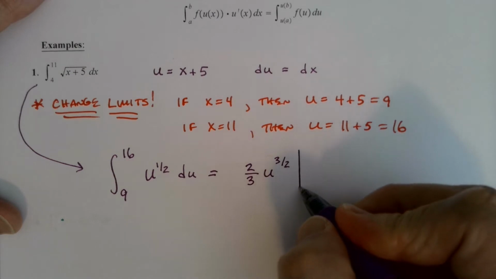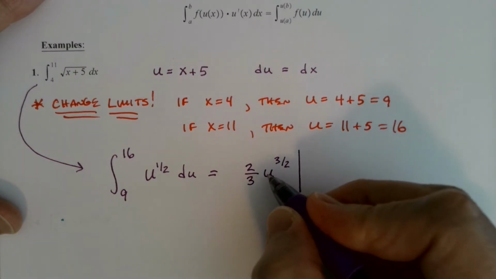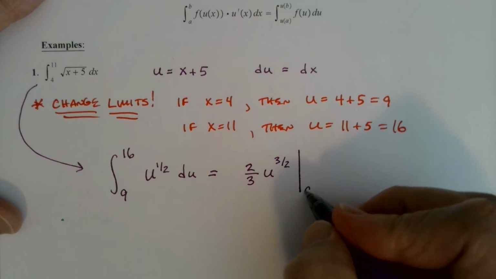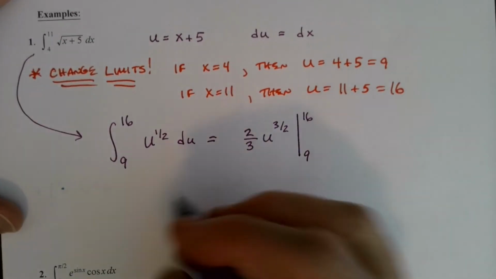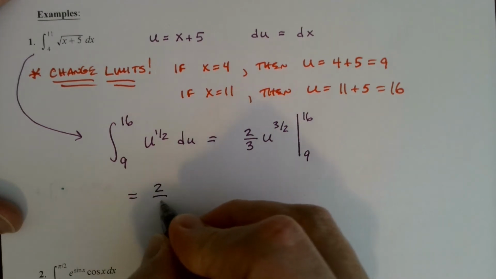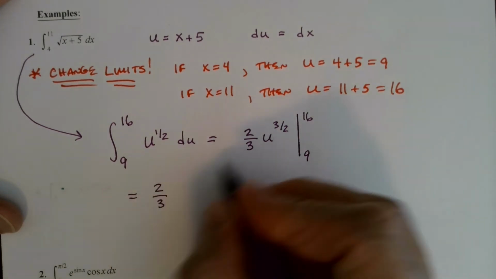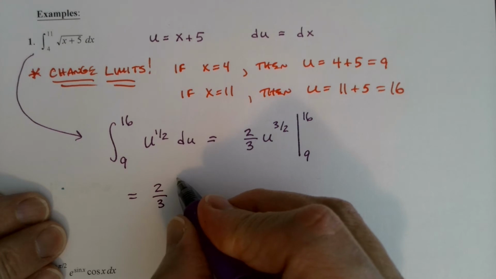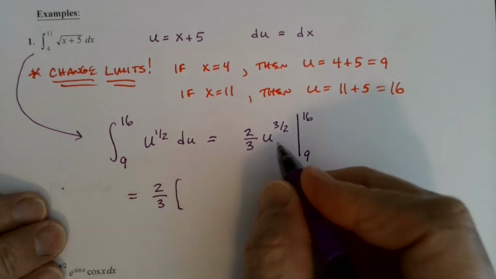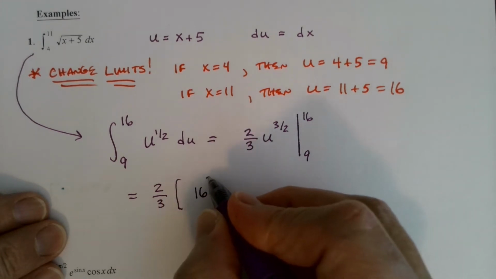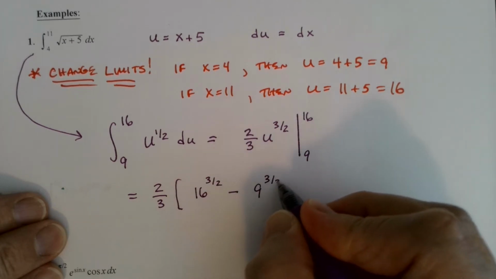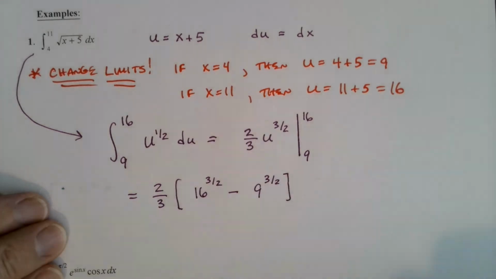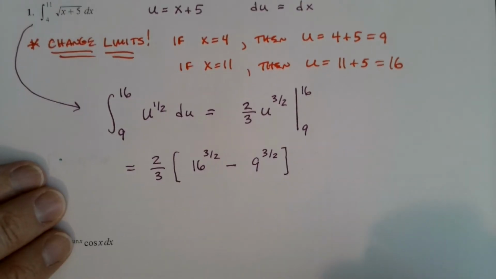Remember, what are we evaluating? u. What are the u limits again? It's these limits. So we can't have the 4 and 11 here. And here's the thing, we don't want to go back there because we've done this transformation. Let's pull that 2/3 out. u to the 3/2, that's 16 to the 3/2 power minus 9 to the 3/2 power. So we don't have to go back to the original variable.